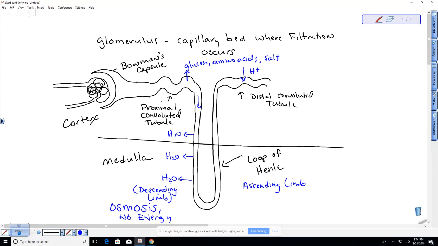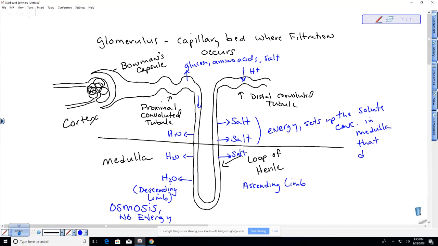So on this side, on the ascending limb, we have salt moving out. Right? And this actually takes energy, so it's not passive, right? This is what sets up the solute concentrations in the medulla that draws the water out. Okay.